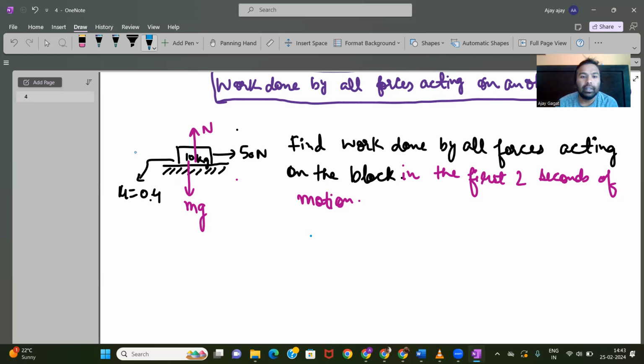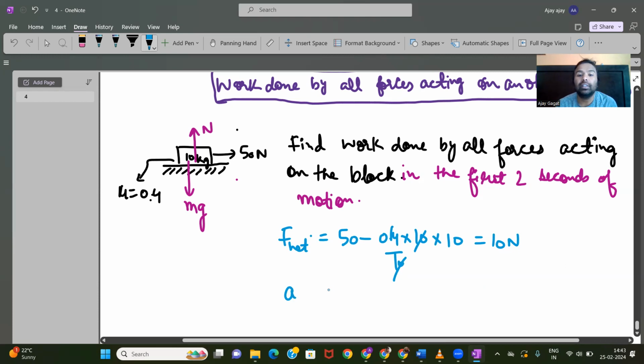You see, in the horizontal direction, to find the acceleration, F net in the horizontal direction is going to be simply 50 minus mu mg, that is 0.4 into 10 into g. So that makes it 10 newtons. I hope this F net can be written as mass into acceleration. So the acceleration in the positive x direction comes out to be 1 meter per second square.